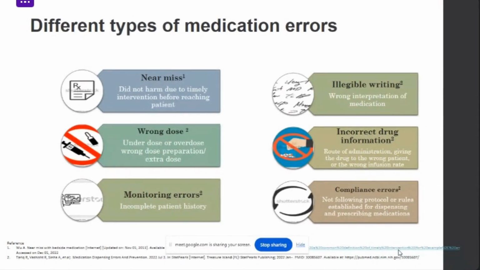Underdose or overdose is a very big thing over here because we don't do very rational drug dosing as per the body weight, which is quite required because we have fixed dose combinations and multiple things over here. Incorrect drug information. There are multiple levels at which the drug information provided is incorrect. So this is a place where misconception happens and it leads to potential harm.